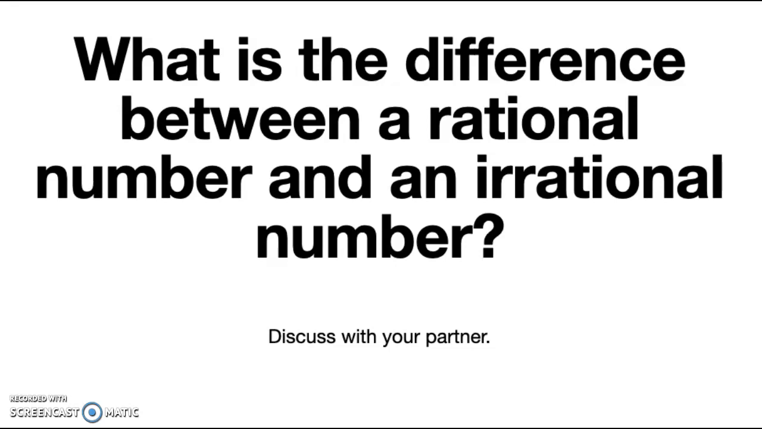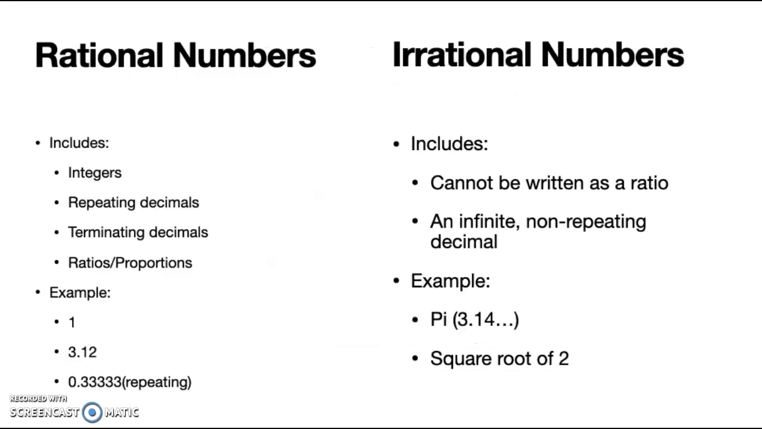Great job. Who can give me a definition or an example of a rational number? Awesome. So, since we're talking about decimals, a decimal that would be a rational number could be any number. It could be 0.26. It could be a fraction. Who can give me an example of an irrational number? Awesome. Pi.